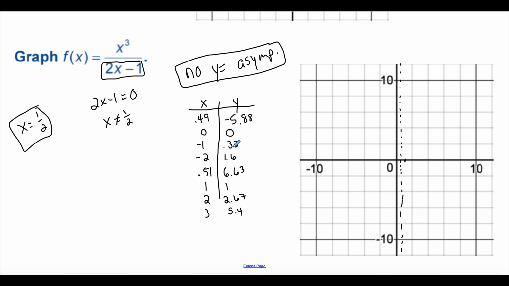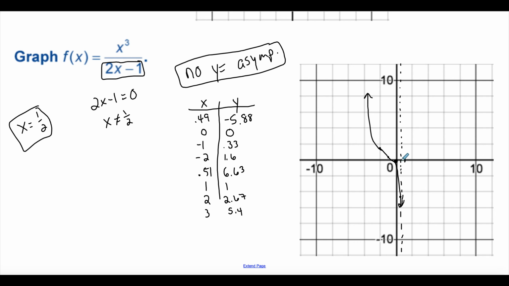So these are the values that I have for my graph. So we're going to go ahead and graph these and then see if we can make some sense of where everything goes. So -0.49 is very close to the line, and we're going down to about -5.88. So we're right there. And then we're at 0, 0, -1, and then 1/3, and then -2, 1.6. So we're about there. So you can kind of see this one, from what we can see with the points, is going to kind of go like this and curve down next to the line. The left hand side, excuse me, going to go like that.